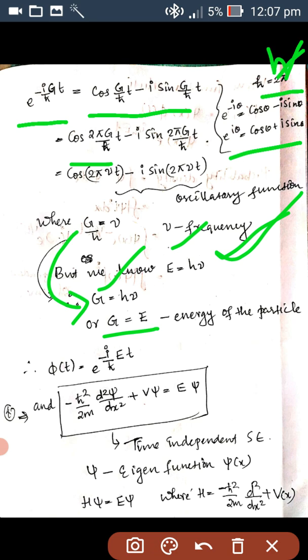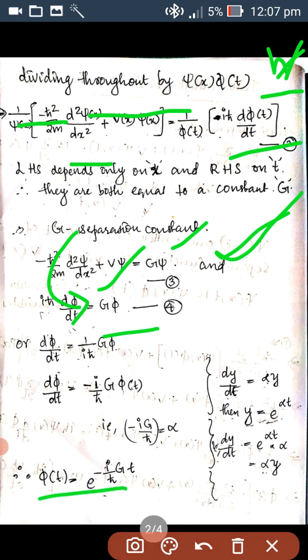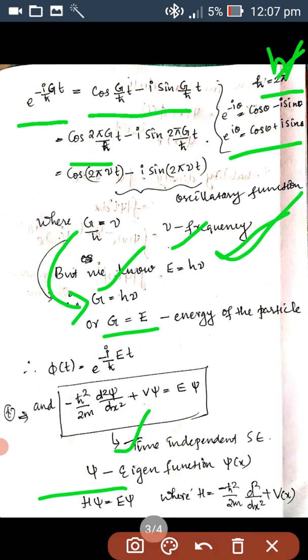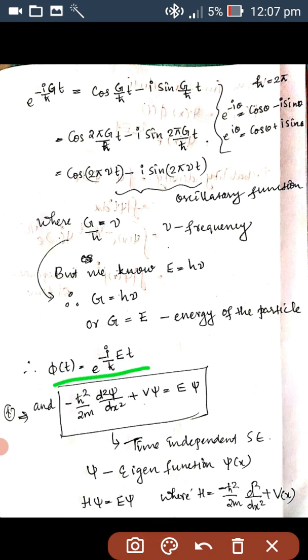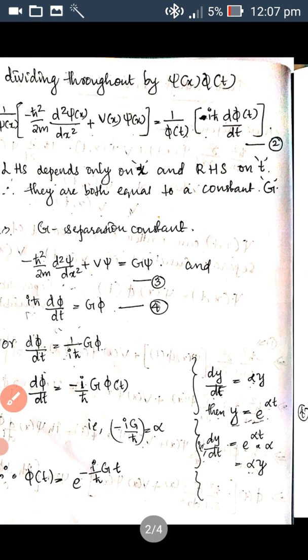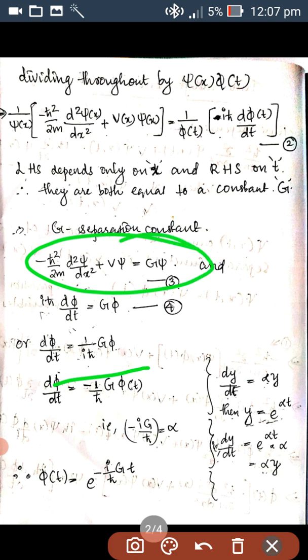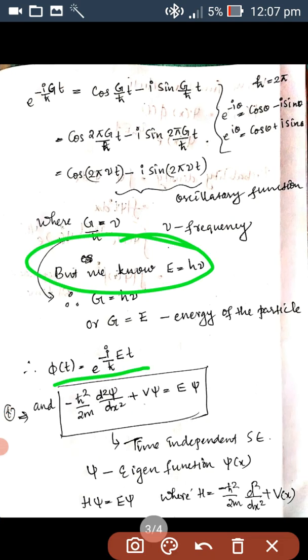g is the separation constant. So the separation constant is nothing but the energy of the particle, capital E. So this solution can be written as, instead of g I am substituting E. So we will get phi of t is equal to e to the power minus i by h cross E t. And equation number 3 can be written as minus h cross square by 2m d square psi by dx square plus V psi is equal to E psi. Instead of g I write E.